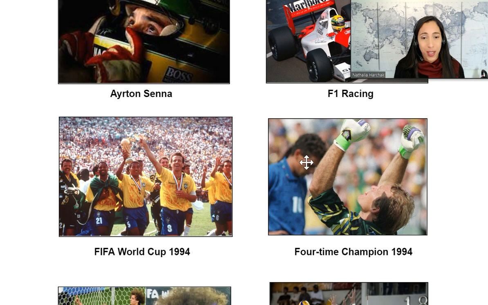Roberto Baggio, this player here, he missed a goal. He missed a goal, and that's when Brazil won the World Cup. And then Brazil became a 4-time champion, and everybody was very happy. Obviously, the Italian players were not. I really like Italy. I have Italian students, so sorry guys, I'm talking about this, but it was a really special thing to us Brazilians.